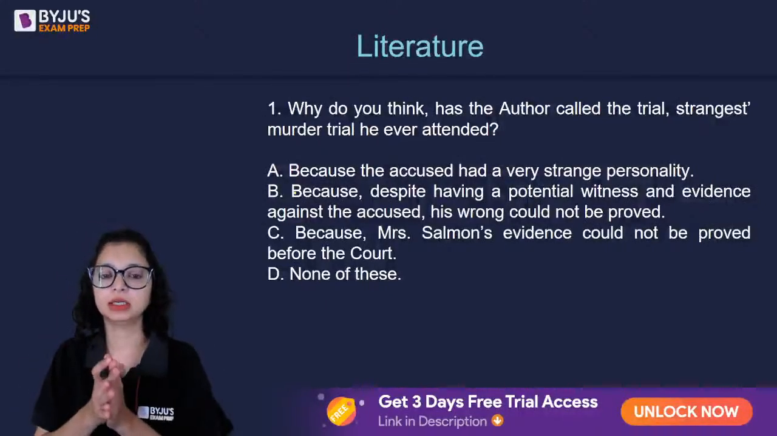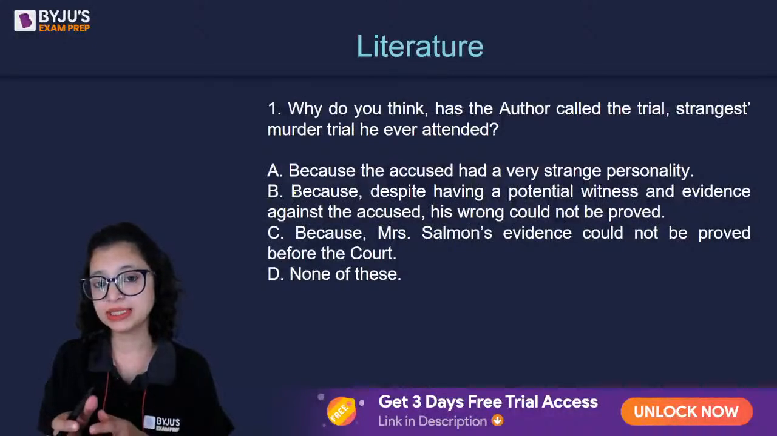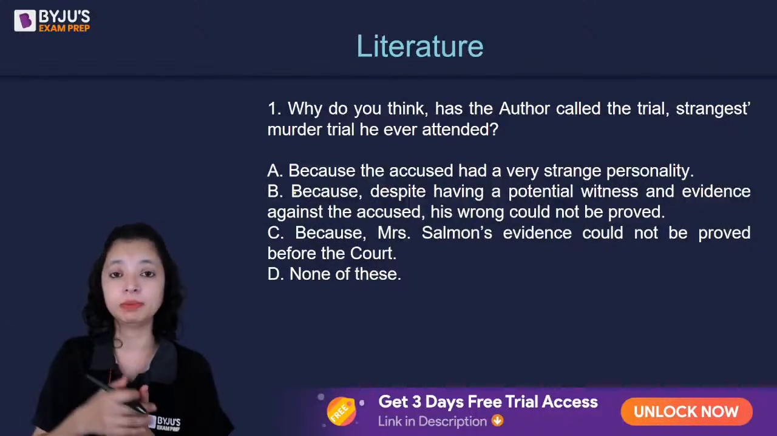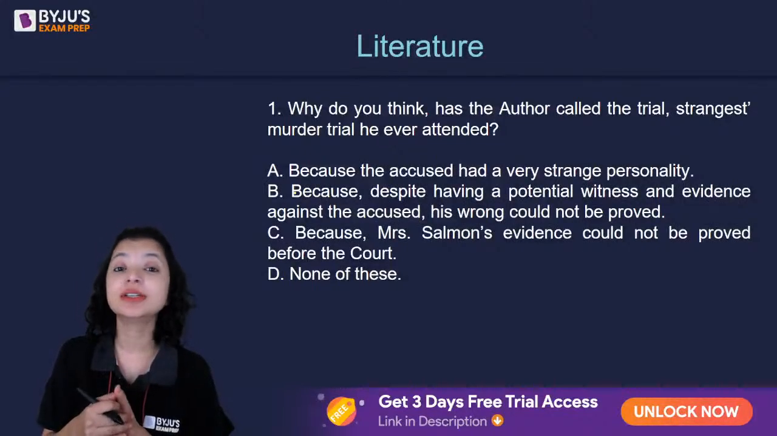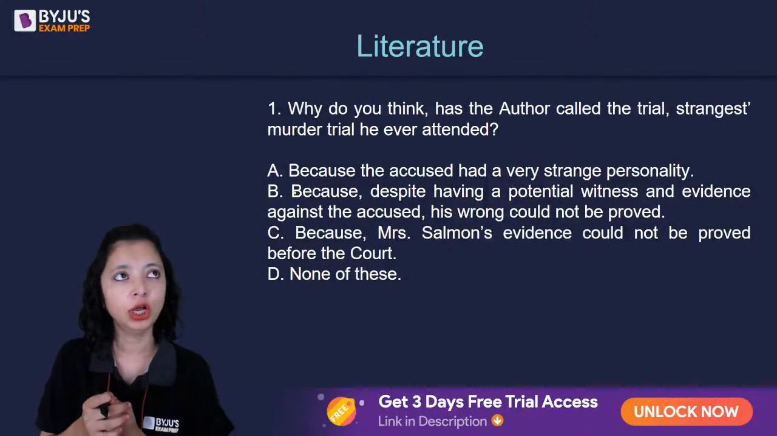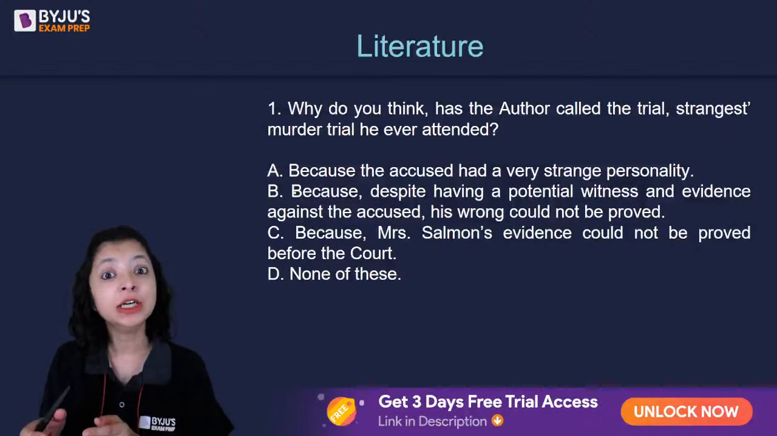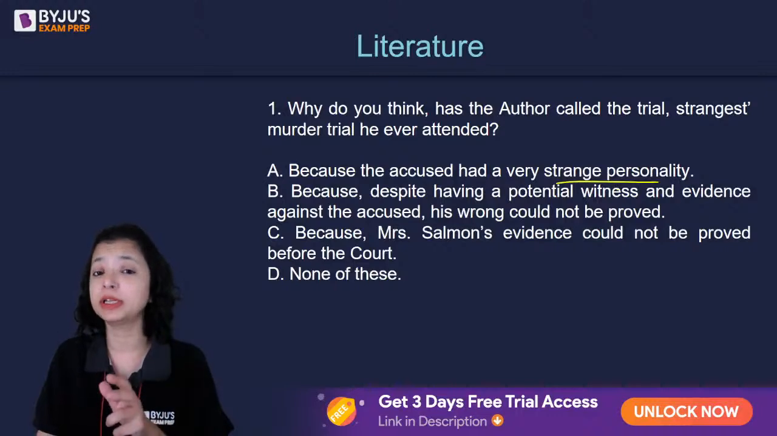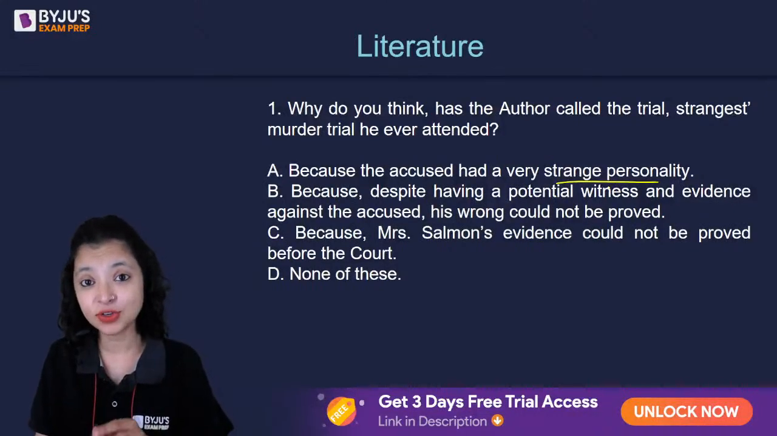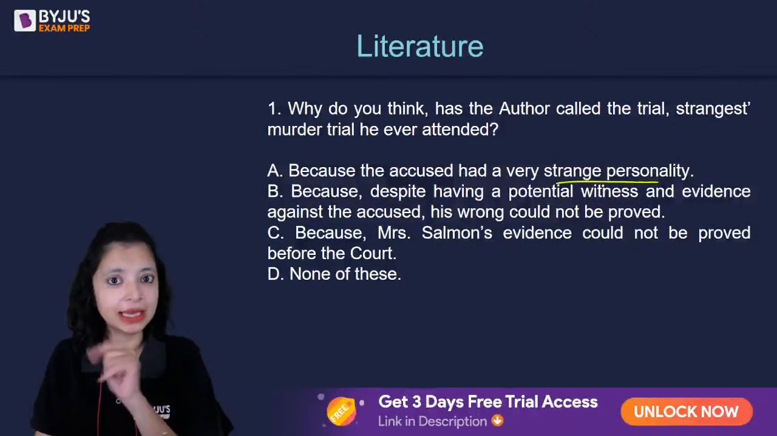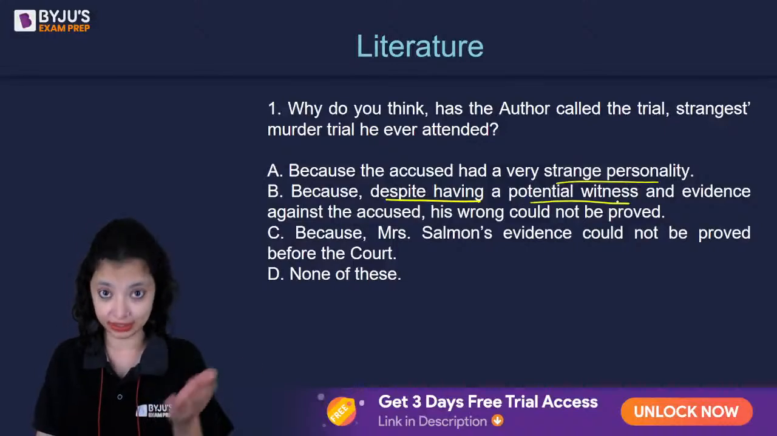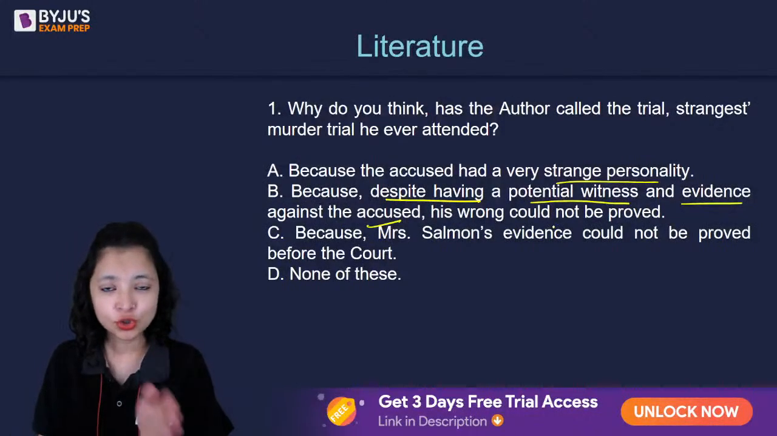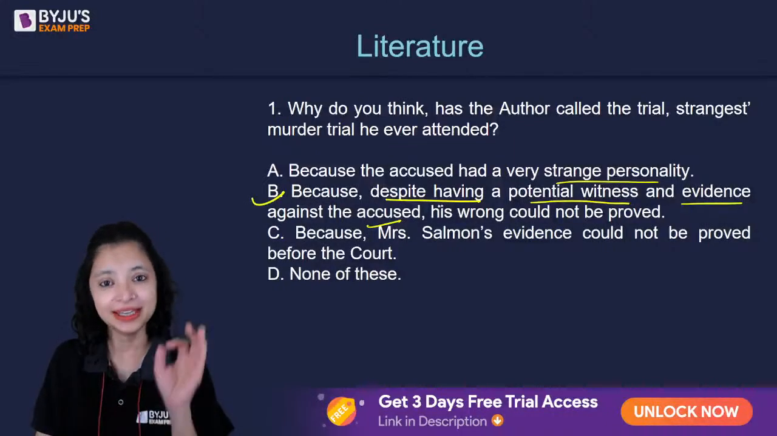So the author has called it the strangest murder trial because towards the end, you have a very, very strong evidence. You have an eyewitness saying that I am very confident that the prisoner is the one I looked at. Yet, towards the end, she herself gets confused. She herself is unable to take out the name clearly because the suspect has a twin, an identical twin as well. So, because the personality of the accused was strange is not why it is the strangest murder trial. What makes the murder trial strange is because you have twins and you just can't decide which one of the twins did it. So, despite having a potential witness, that old woman, 56-year-old, and evidence against the accused, which one of the twins did it could not be proved. So B is clearly the correct answer.